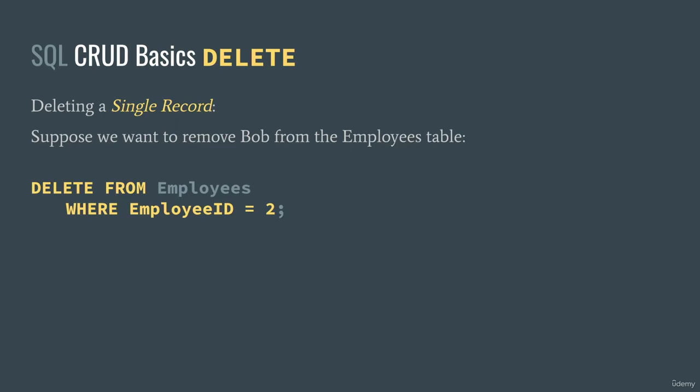To delete a single record, we use the delete statement with a specific condition. For example, if we want to remove Bob from the employees table, we write delete from employees and add a where clause to specify employee ID equals 2. This targets only Bob's record, ensuring that no other records are affected.